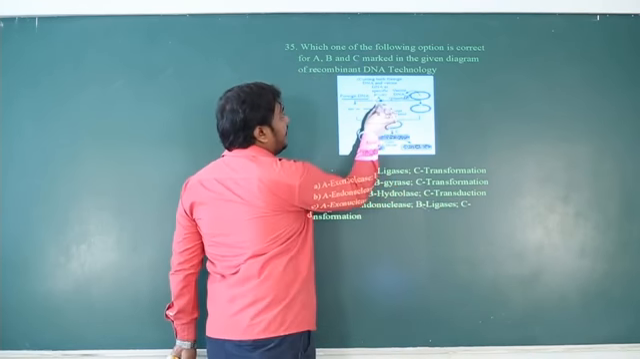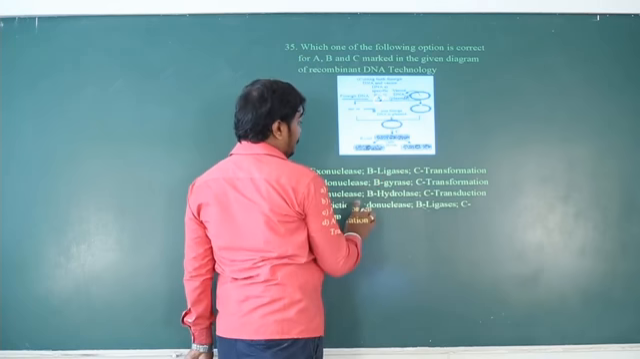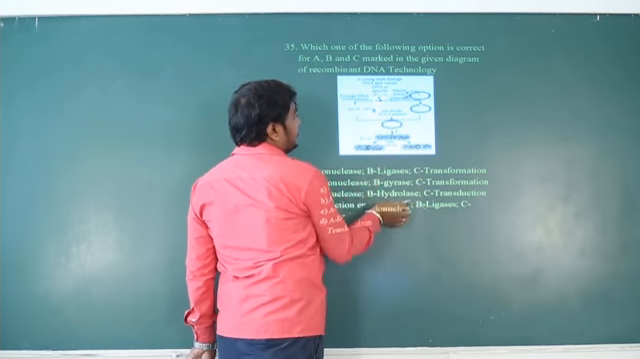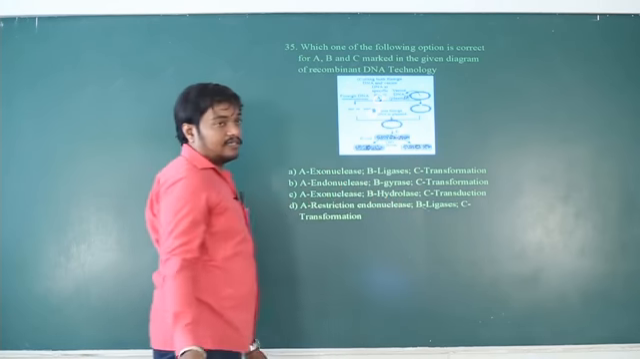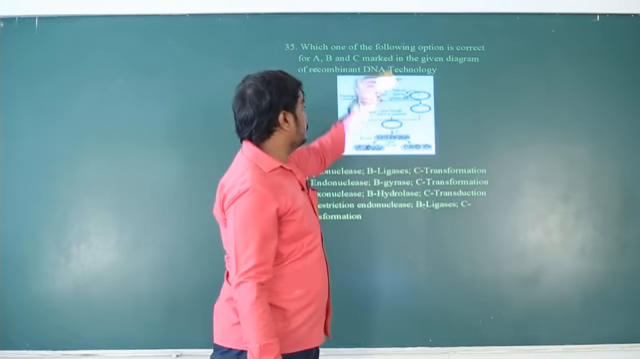So here is A, restriction enzyme, endonuclease enzyme. B is the ligase enzyme. C is transformation. Okay, so 3 options.